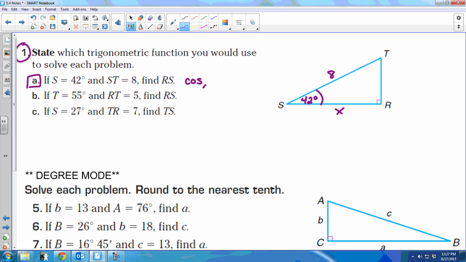Now, you wouldn't probably use it, but if you can use cosine, that means you could also use secant, right? You could technically use the reciprocal, but you wouldn't. That's fine. So go ahead and do the next two real fast.